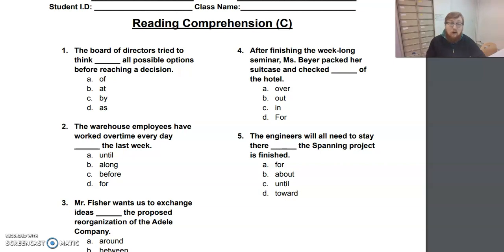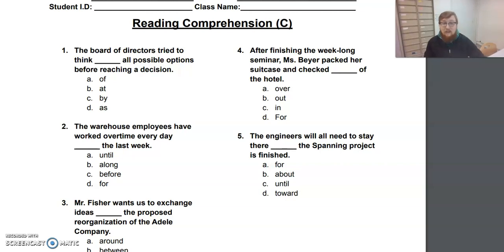What's going on? Of, at, by, as. It looks like vocabulary, just like the last one, but we know it's not. We know it's not vocabulary. The warehouse employees have worked overtime every day blank the last week. Until, along, before, for. So these are prepositions, right? Of, at, by, as, until, along, before, for. So think of, think at, think by, think as.